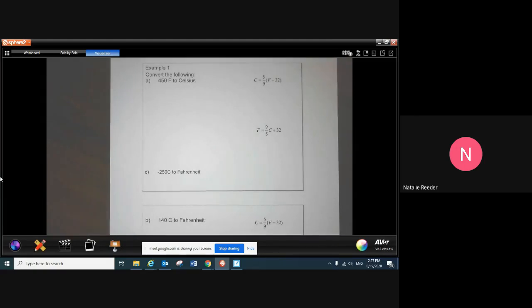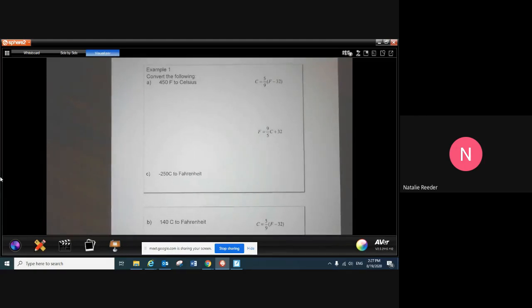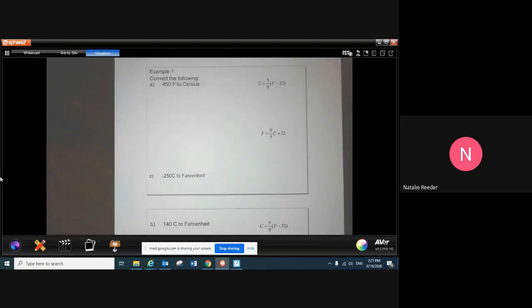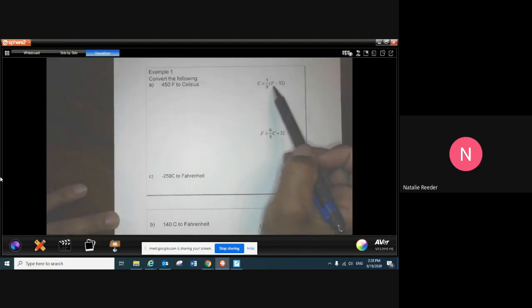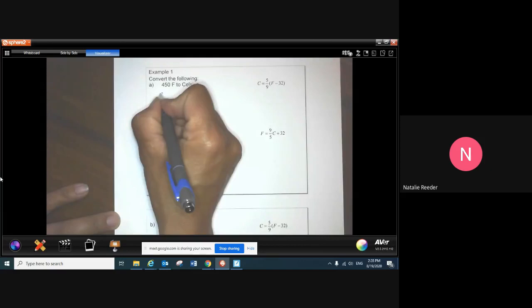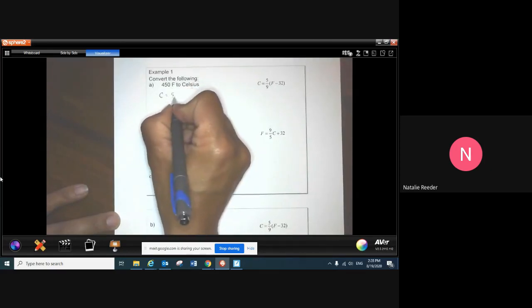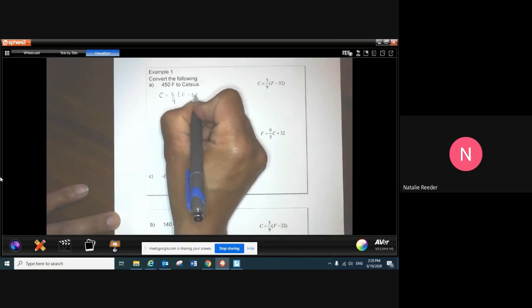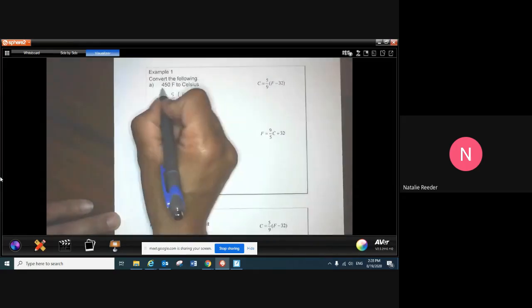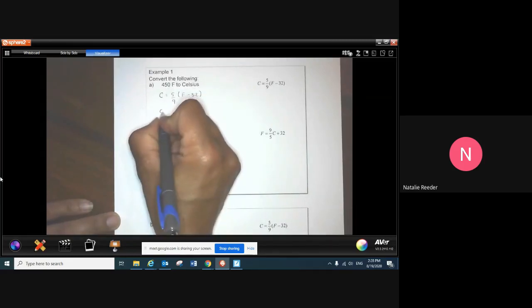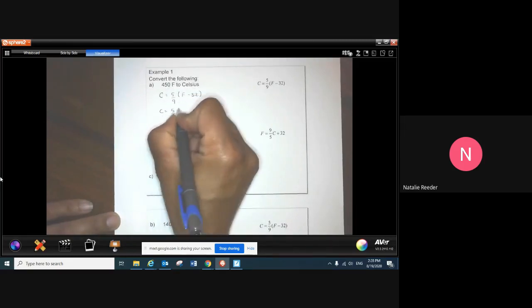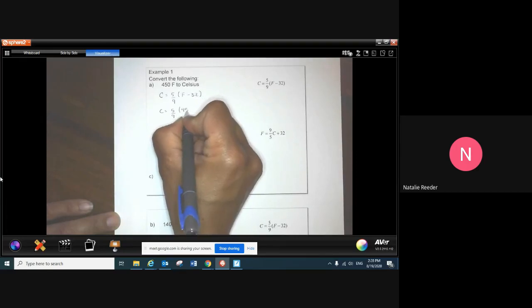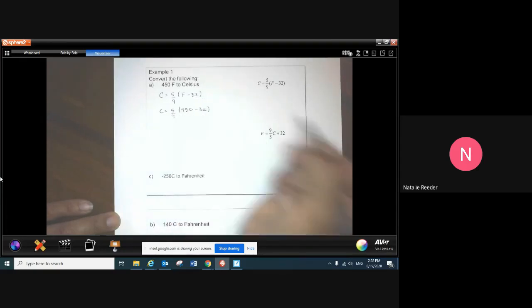So let's do some examples together. The first one is saying convert 450 degrees Fahrenheit to Celsius. So Celsius is our unknown. That's the one we want to find. So you're going to use this top formula here: Celsius is equal to 5/9 times the degree in Fahrenheit minus 32. Now we already know the degree in Fahrenheit is 450, so we can put that into the formula. Instead of the F, I'm going to put 450 minus 32.